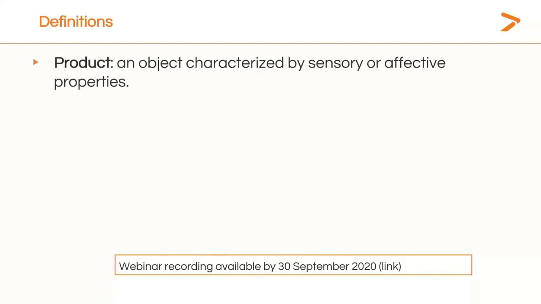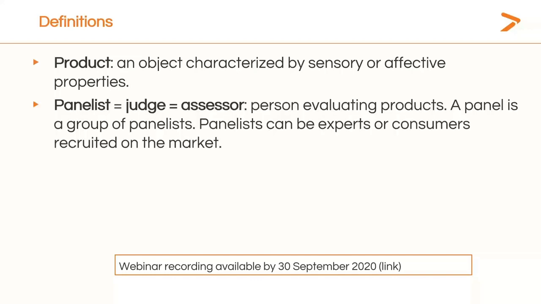Here are a few definitions of things we'll be talking about today. What is a product? A product is an object which is characterized by sensory or affective properties. What is a panelist or a judge or an assessor? It's a person evaluating products. A panel is a group of panelists, and panelists can be experts or consumers recruited on the market.